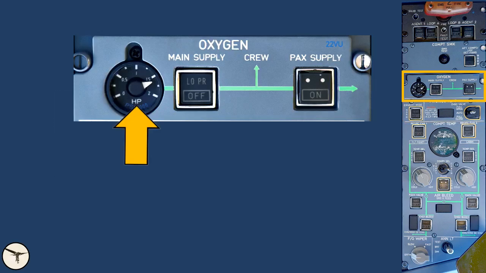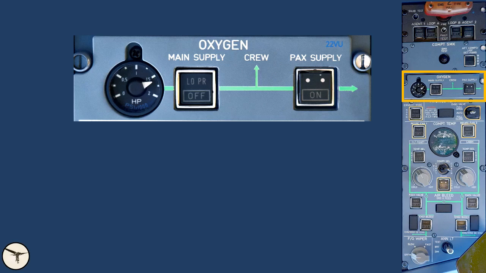The oxygen panel has a pressure indicator for the oxygen bottle, which is located behind the captain's seat. The main supply push button opens for oxygen for the flight crew and observer. The pack supply push button can have different functions depending on the passenger oxygen system. In this case we see here, it delivers oxygen to outlets that can be connected to a portable oxygen mask by the cabin crew.